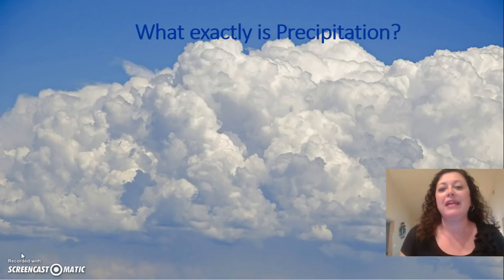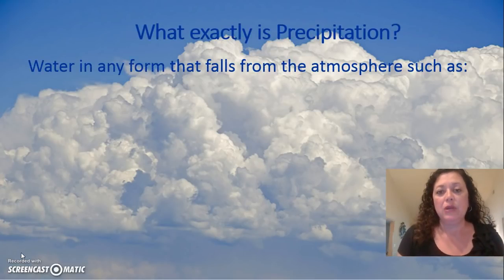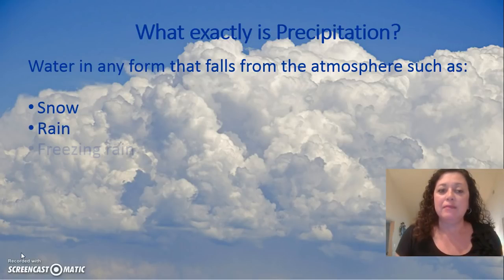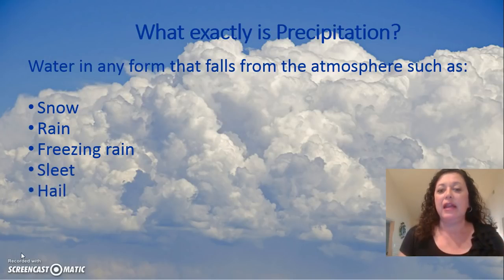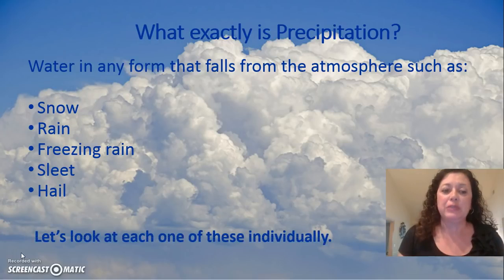First of all, what exactly is precipitation? Well, it's water in any form that falls from the atmosphere. So snow is precipitation, rain, freezing rain, sleet, and hail. Any of these things coming down from the atmosphere is considered precipitation.